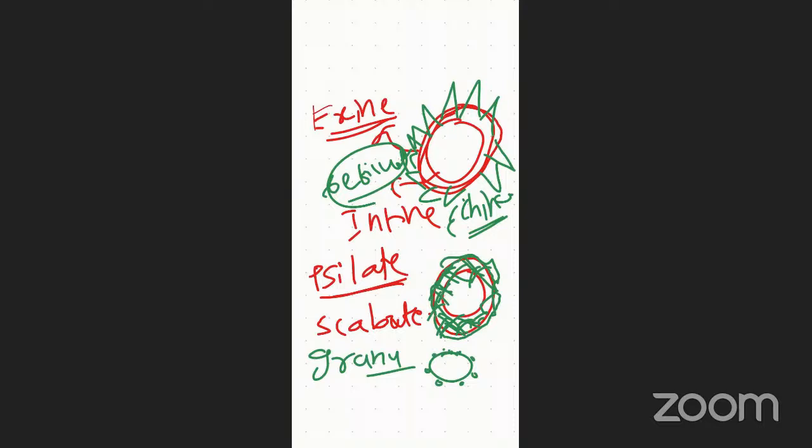And the last one, what is the last morphological character? Exine ornamentation. Exine ornamentation may be psilate, scabrate, granular, echinate, or reticulate. That is based on ornamentation type. So these are the major criteria to identify pollen morphology to recognize plant taxa. Right? Is it okay?